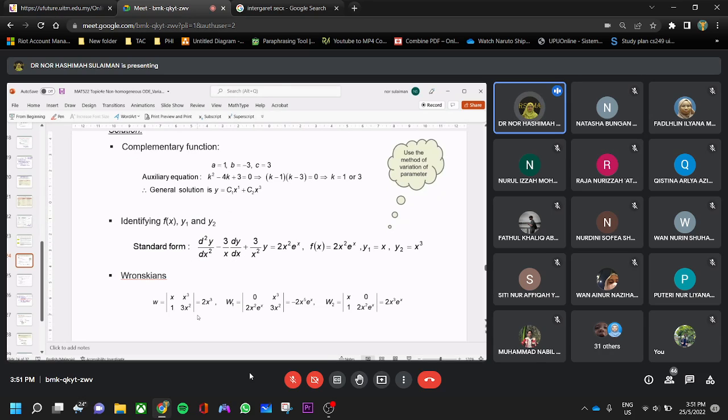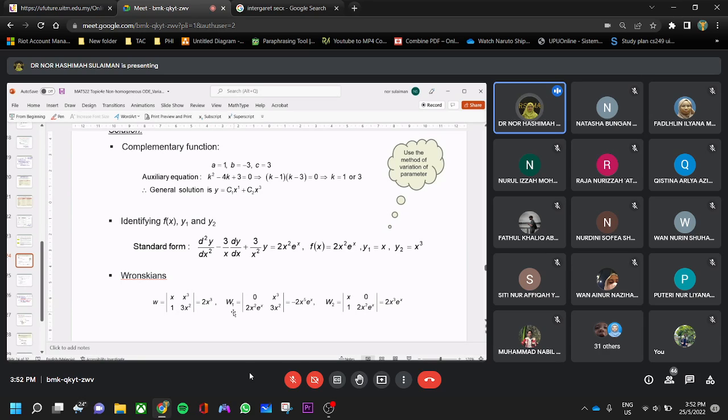Okay, so kaedah yang pertama adalah find the general Wronskian. So this is Y1, Y2, and then the second row would be the corresponding first derivative. You differentiate x with respect to x dapat 1, you differentiate x kuasa 3 dapat 3x kuasa 2. Then cross multiply, dia akan jadi 3x kuasa 3 tolak x kuasa 3, jadi 2x kuasa 3.